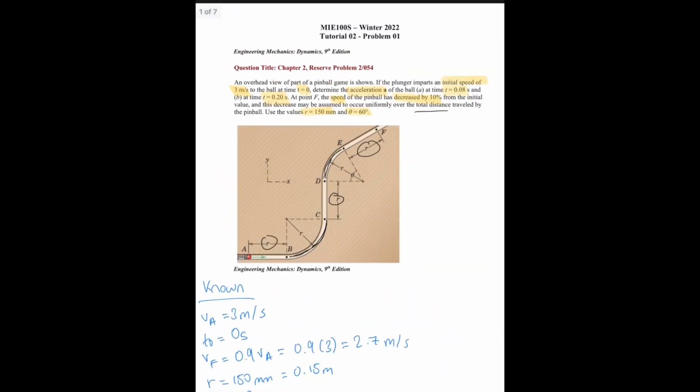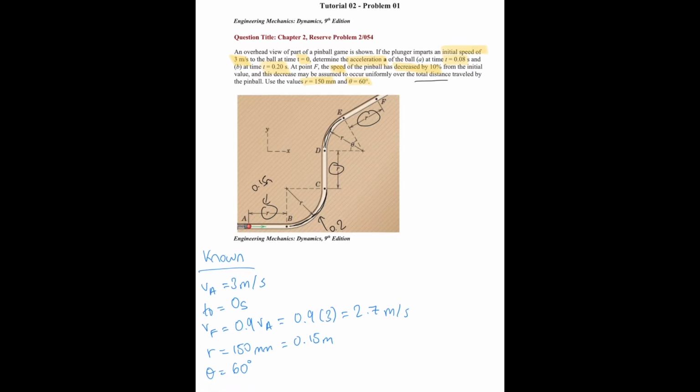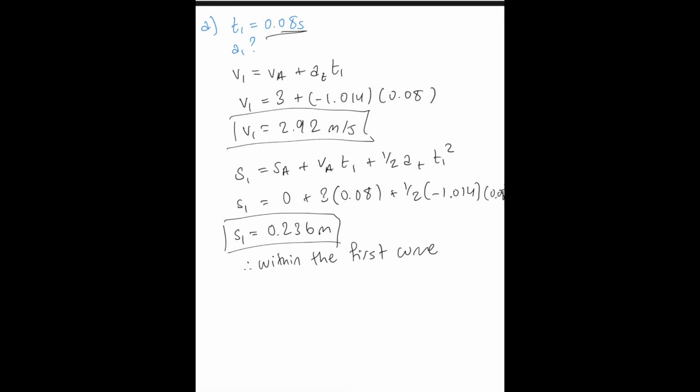Now if we go back to our graph, this is 0.15, and this over here is 0.2-something, the distance of this curve. So we know that this distance is going to be within the first curve. This is where the ball is currently at 0.08 seconds. Knowing this information, we can now find out exactly where it is on the curve.